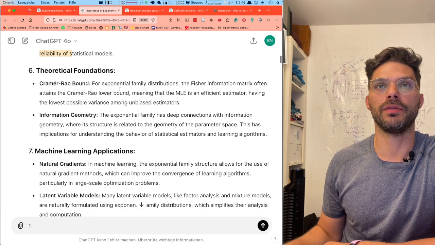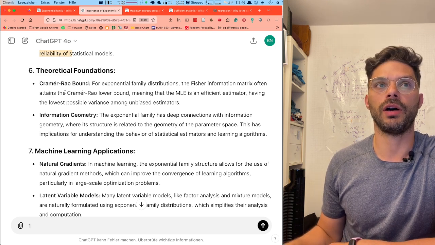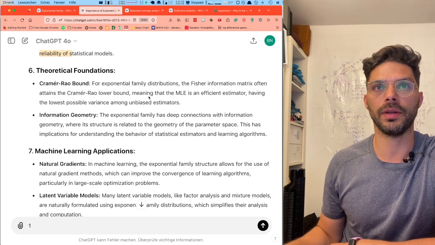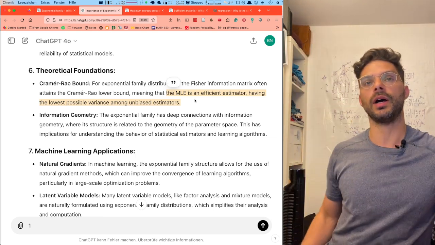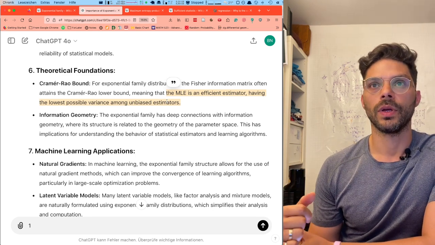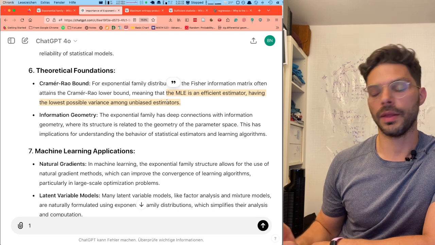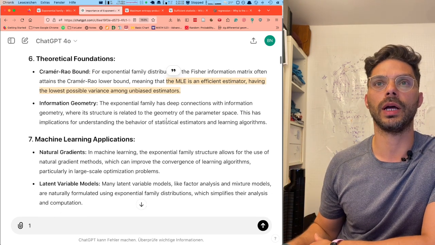Okay, and there's a couple of important ones as well. I mean, they're all quite important, but the efficient information matrix often attains the Cramer-Rao lower bound, meaning that the MLE is an efficient estimator, having the lowest possible variance among unbiased estimators. I think if we talk about this, we'll talk about it in the next chapter. So I think I'll just skip this for now.